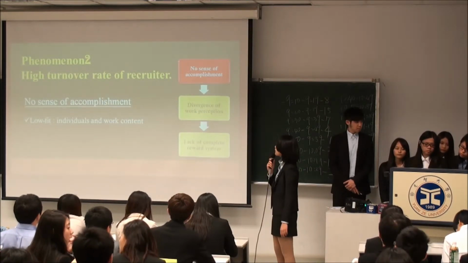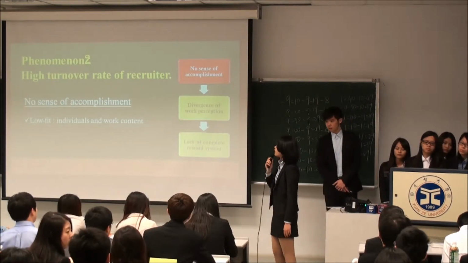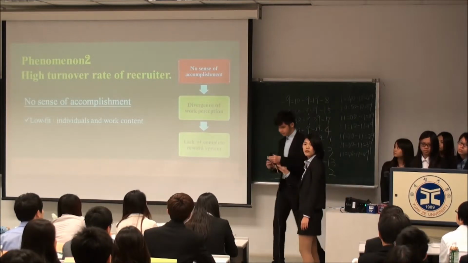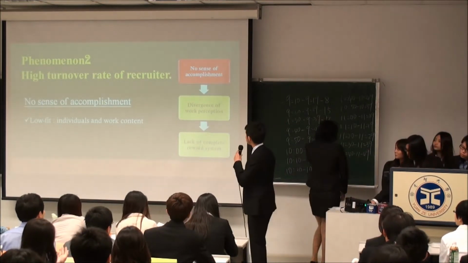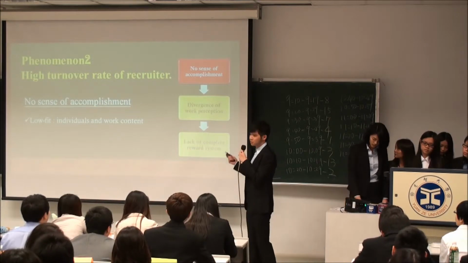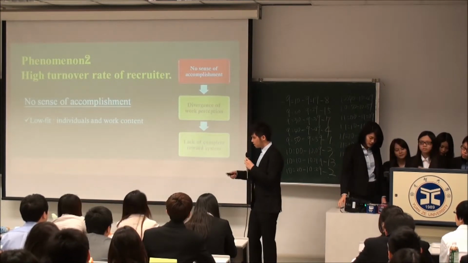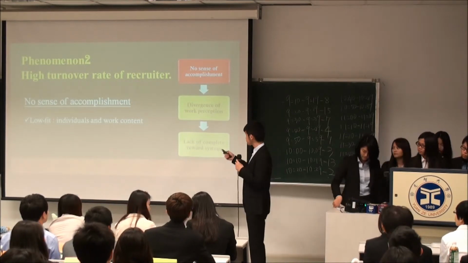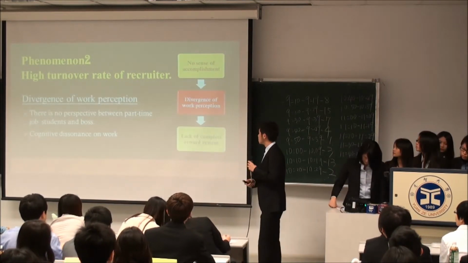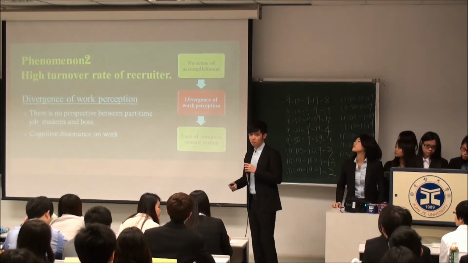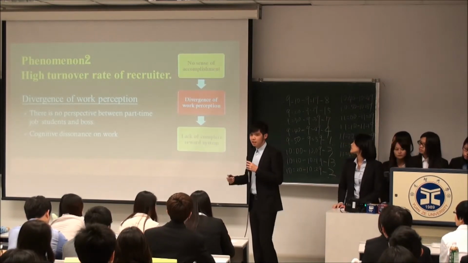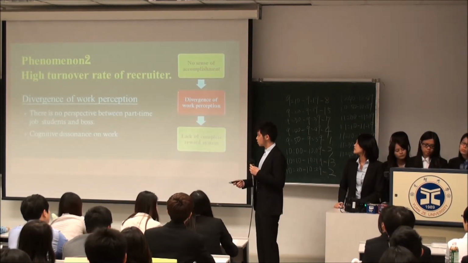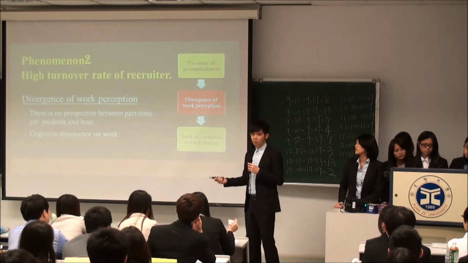And the second is phenomenon 2. The first level is no sense of accomplishment, because the work contents cannot fit the employee's personality. And the deeper reason is divergence of work potential, because there is no common perspective between the part-time students and the employees. So they have cognitive dissonance on work.